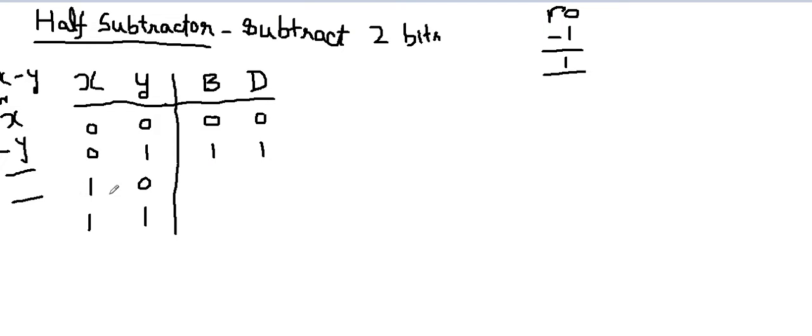Okay, let's take this case: x is 1 and y is 0. So 1 minus 0 will be 1. The difference is 1, and we don't need to take a borrow in this case. And for 1 1 we have simply 1 minus 1, which is 0. The difference is 0, and the borrow is again 0.